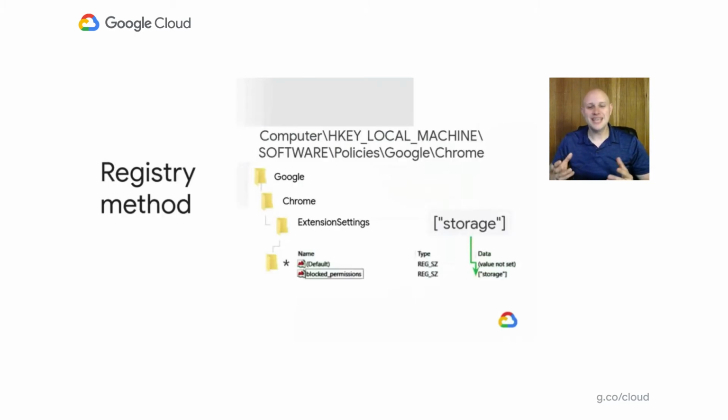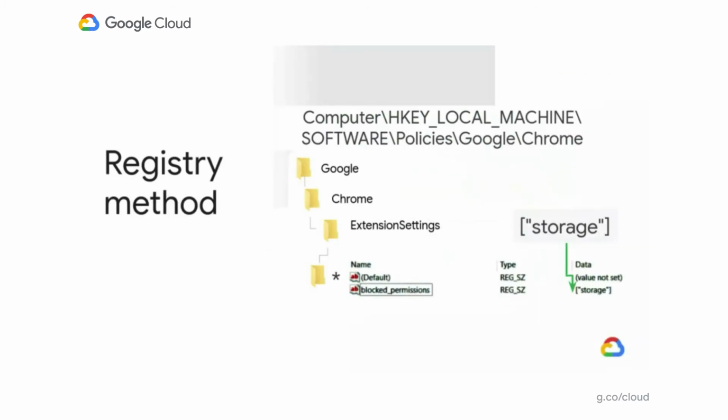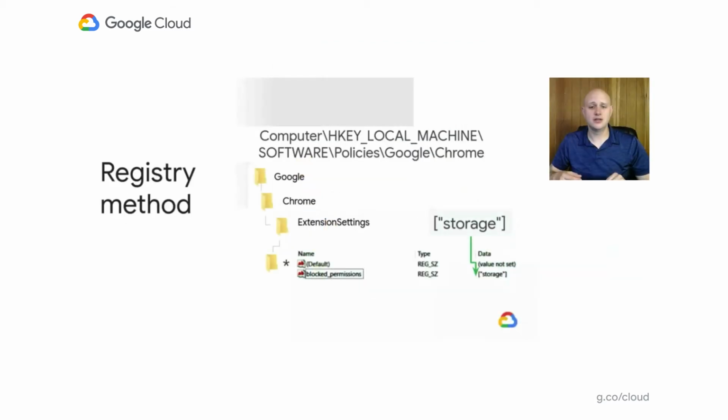The second method is the registry key method. If you wanted to not write JSON, this will actually convert it to JSON on the back end. You can create a registry key under Computer, HKEY_LOCAL_MACHINE, Software, Policies, Google Chrome, and then you would create a folder called ExtensionSettings, and then a subfolder under that with a star. This would be for a default policy. If you wanted to do an individual extension setting for one extension, you would create a different folder with that extension ID. And then the key in there is called blocked_permissions, and the value is storage.